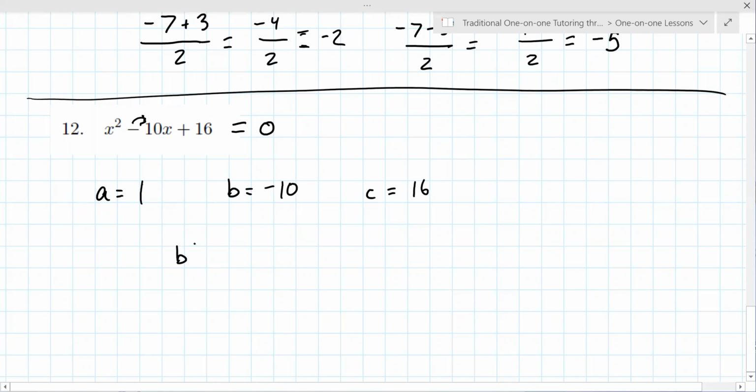So now we're going to do B squared minus 4AC. And this time, when you substitute in for B, you want to put it in parentheses because you're squaring -10. And when you square a negative, it becomes positive. Okay, so I want you to give me the final number here.